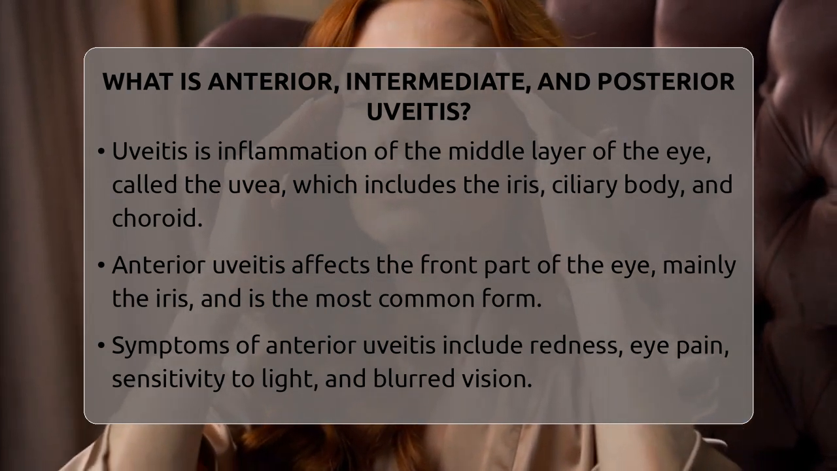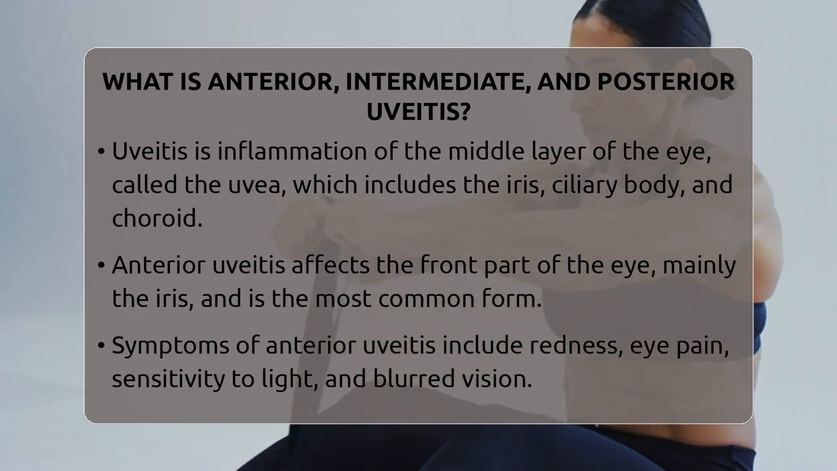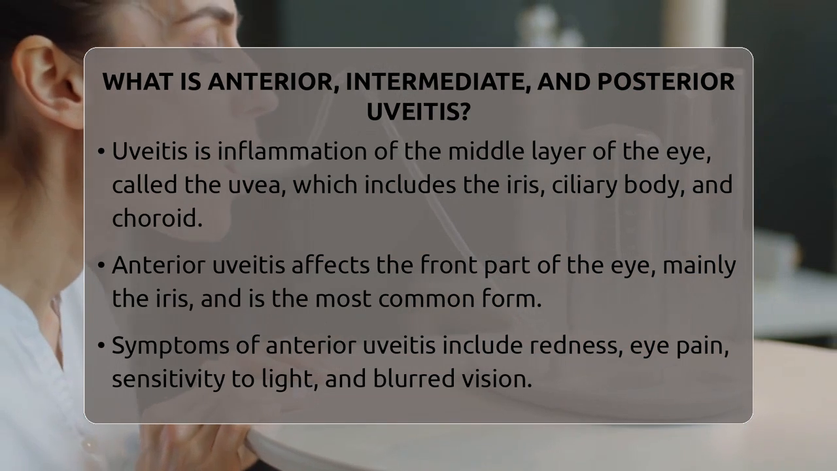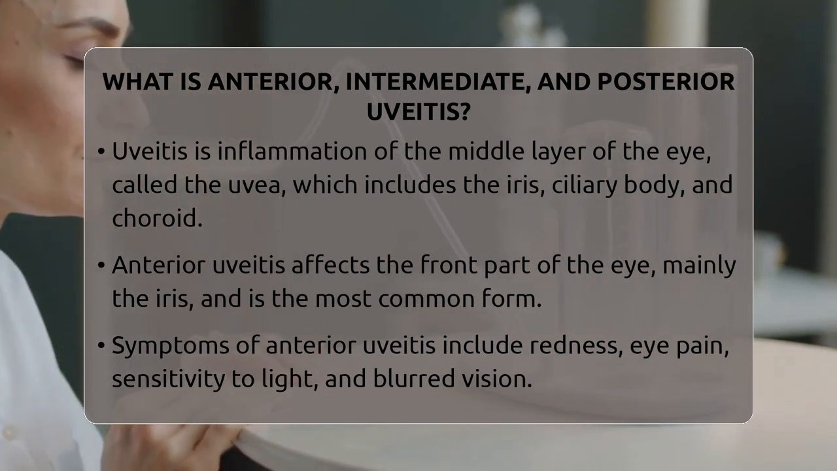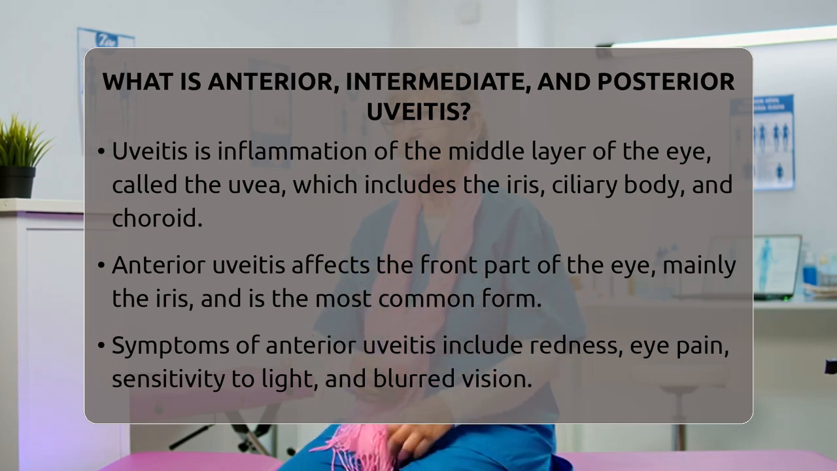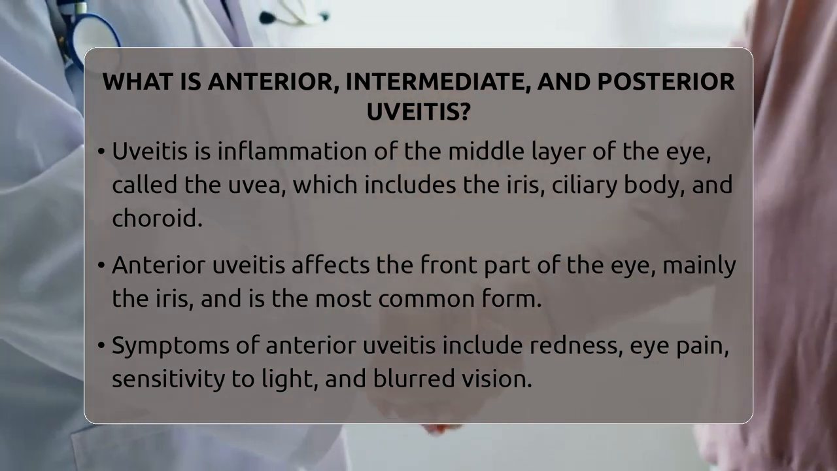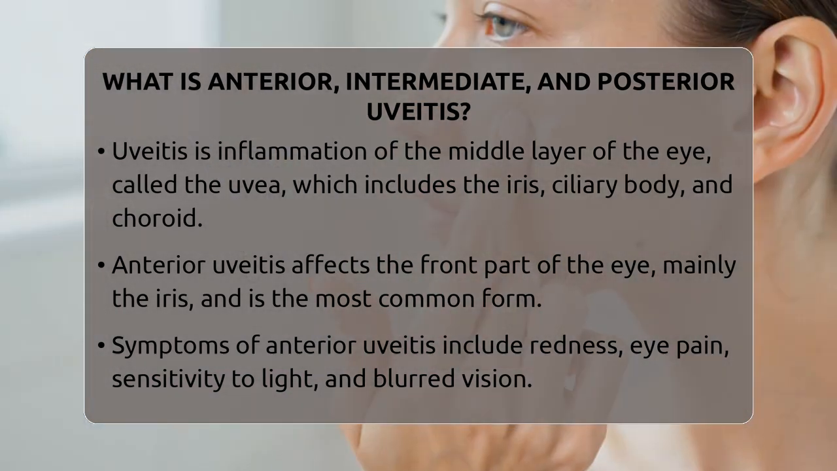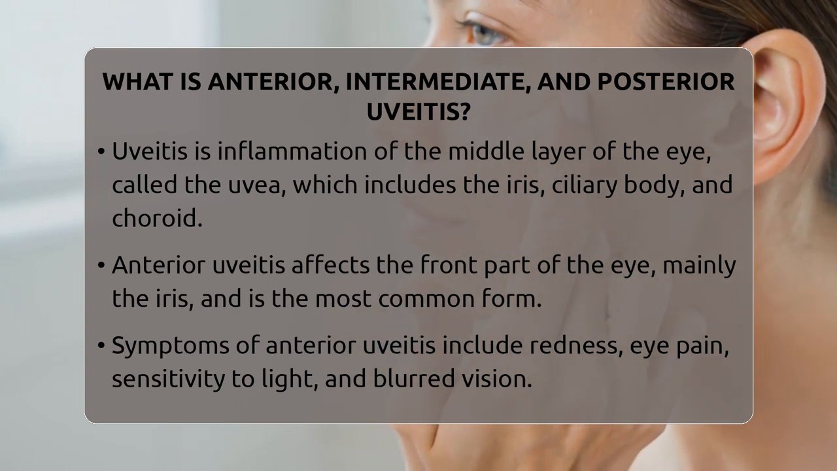The type of uveitis depends on which part of the uvea is affected, and understanding these differences helps doctors diagnose and treat the condition effectively. Let's start with anterior uveitis. This is the most common form and involves inflammation of the iris, the colored part of your eye that controls how much light enters. Because it affects the front of the eye, symptoms are often quite noticeable.